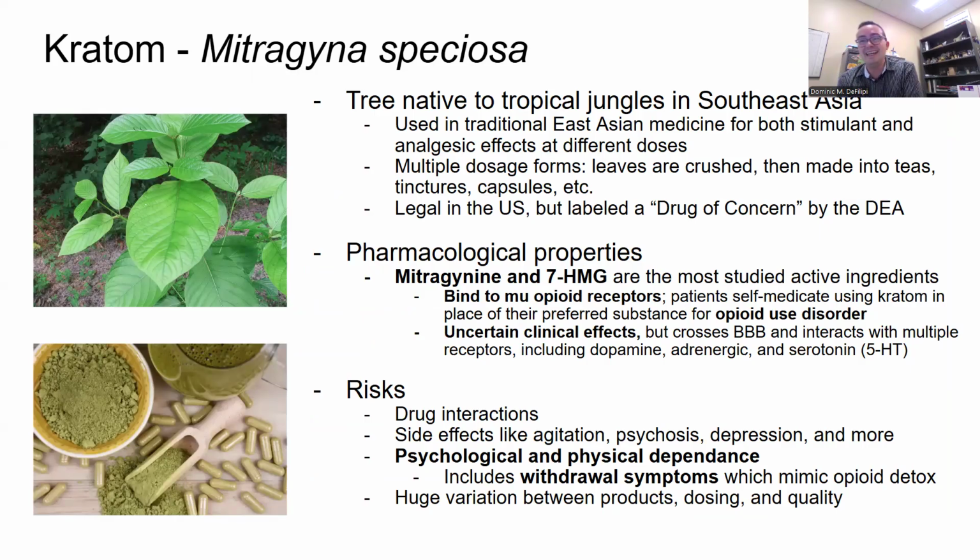I also wanted to make mention of one last hot topic in potential toxicity, which is kratom, Mitragyna speciosa. It's a tree native to the tropical jungles in Southeast Asia, and it's used in traditional East Asian medicine for both stimulant and analgesic effects at different doses. It comes in multiple dosage forms. The leaves are crushed, and then they're made into teas, tinctures, capsules, etc.